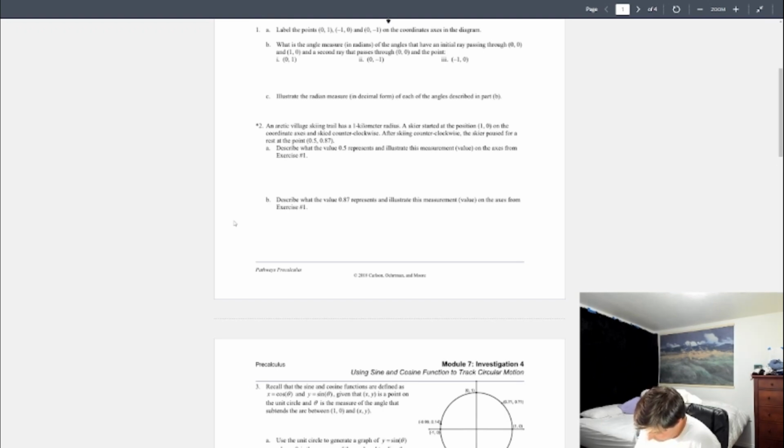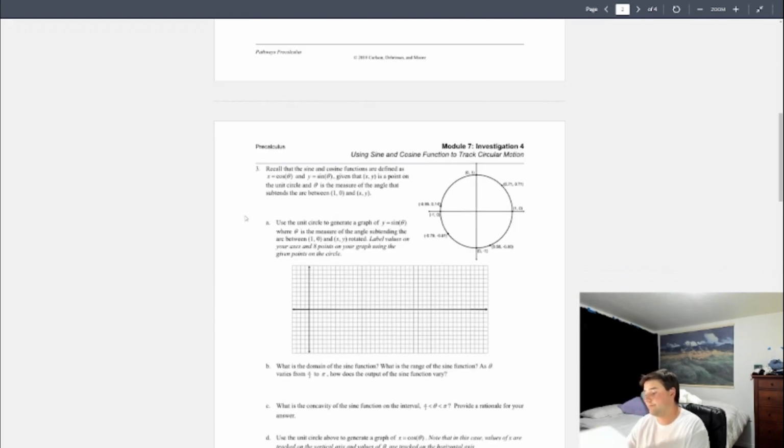Okay. Describe what the value 0.87 represents. 0.87 kilometers up from the starting Y position, 0. Illustrate it. Just 0.87 would still be on the y-axis. So 0.87. Okay.